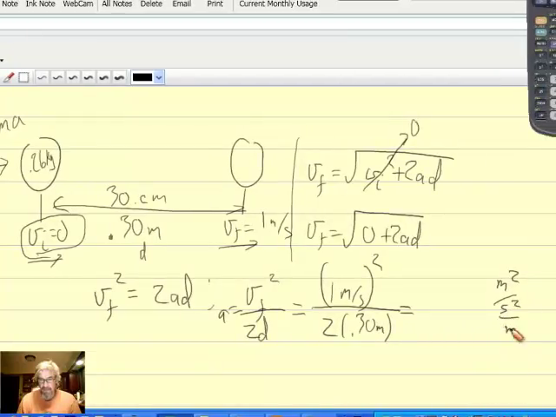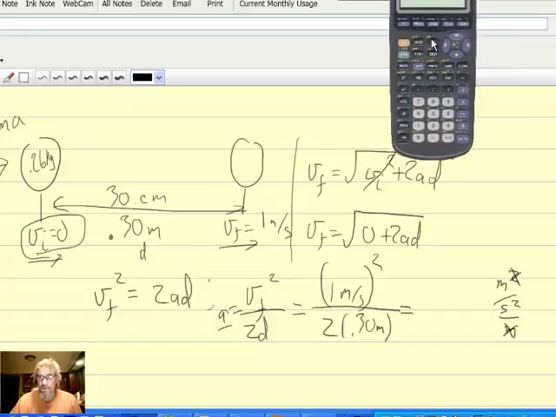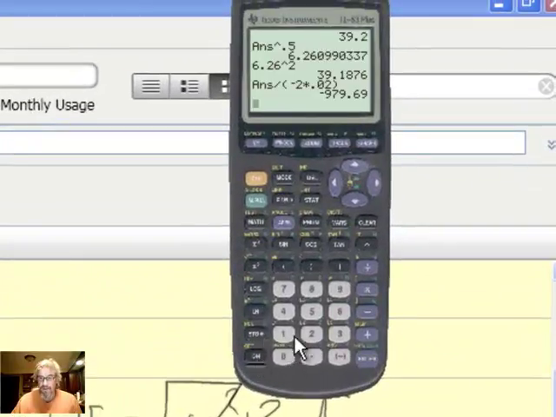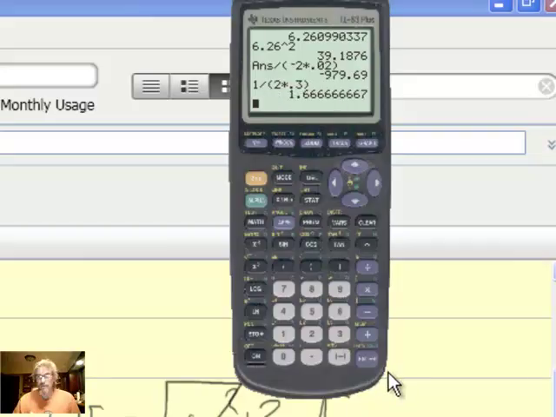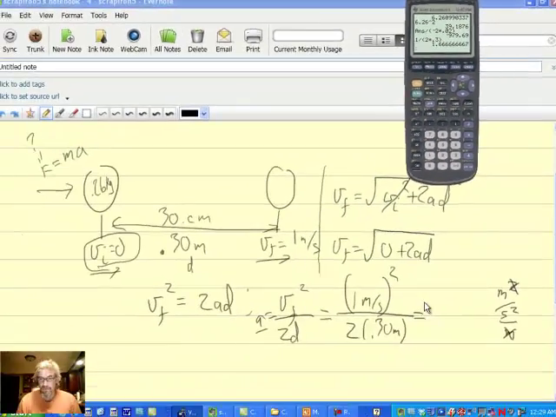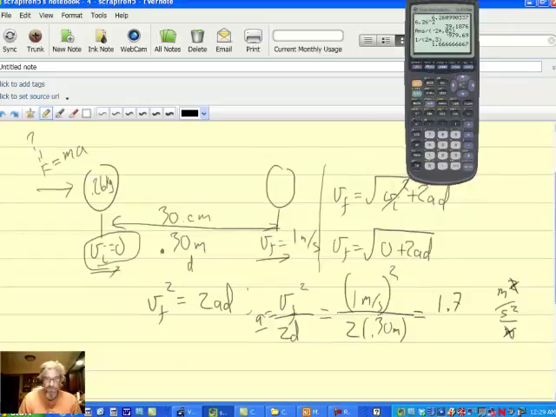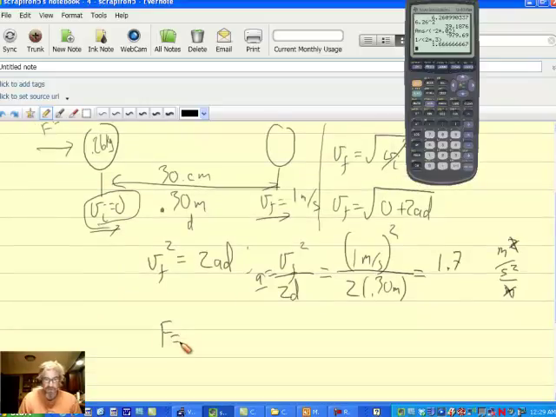Let's do the arithmetic here. 1 squared is just 1, and we're going to divide that by 2 times 0.3. And what we come up with is 1.7 approximately. So we're going to write down 1.7 meters per second squared. All right, so going back here, we can finally figure out what we really need in the end, and that is force. Force is equal to mass times acceleration, which is equal to, in this case, 0.26 kilograms, because that was the mass of the ball, times the acceleration of 1.7 meters per second squared.